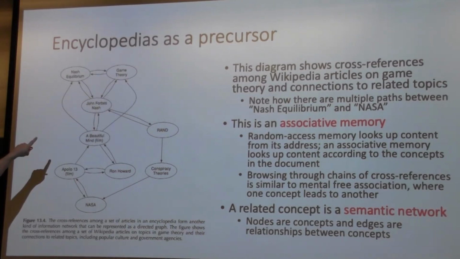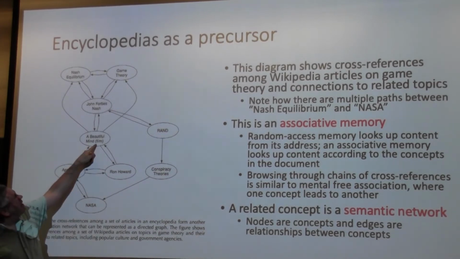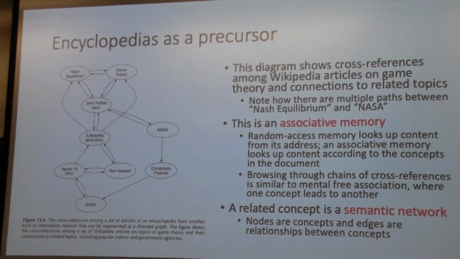So here in the middle you have John Forbes Nash. This is the mathematician who came up with the Nash equilibrium. So you have an article on him, you have an article on Nash equilibrium. There was a movie made about his life called A Beautiful Mind.